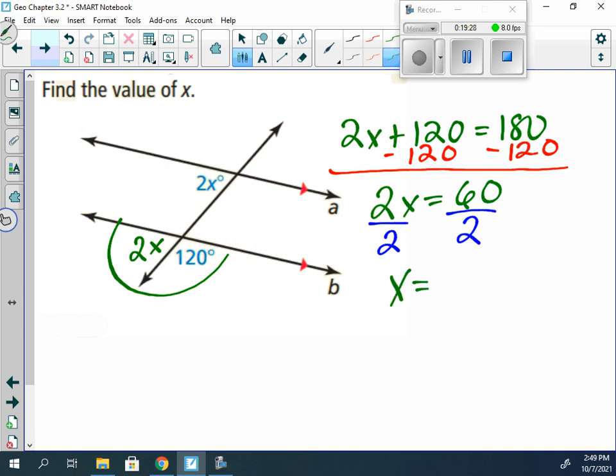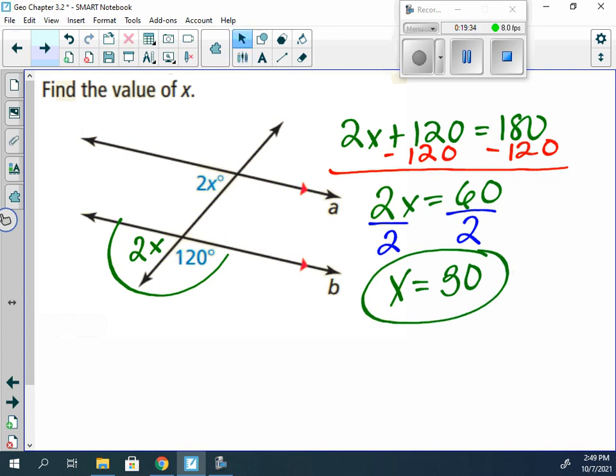Okay, so x is equal to 30. And that's it. That's all we have to do for this here. Any questions on this here? Any questions on any of this here? You should leave it as x, not change it to A or B.